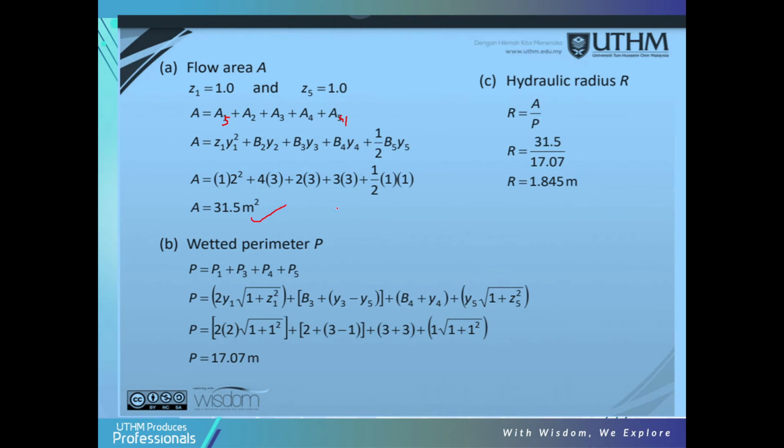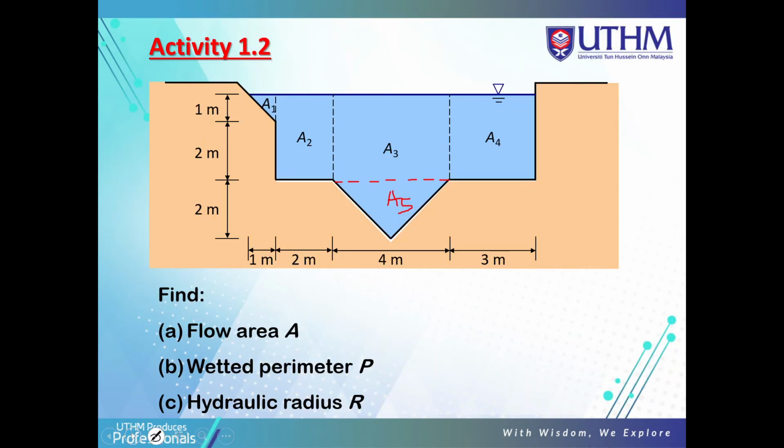The value of the area. Then the wetted perimeter: I highlight it with the red color here. This is the length of the wetted perimeter that you must calculate.